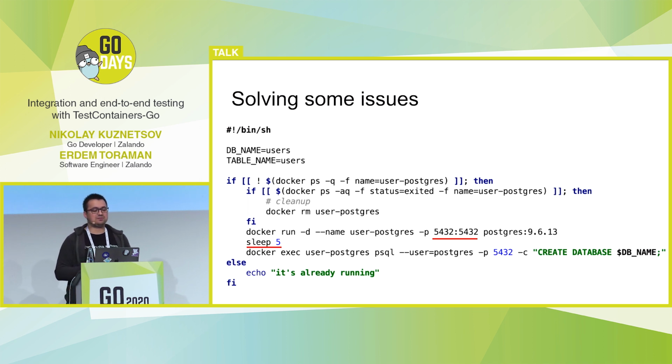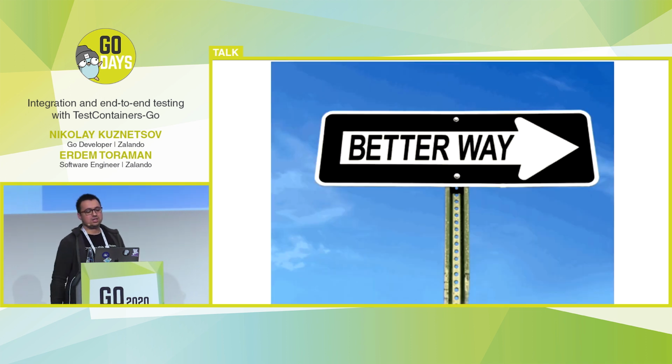So this sleep 5 command, on some occasions, could be overcommitting, but on other occasions, if we have high CPU usage, it might not be enough, and then our test would fail again. So there should be some better way to do integration testing with Docker containers.